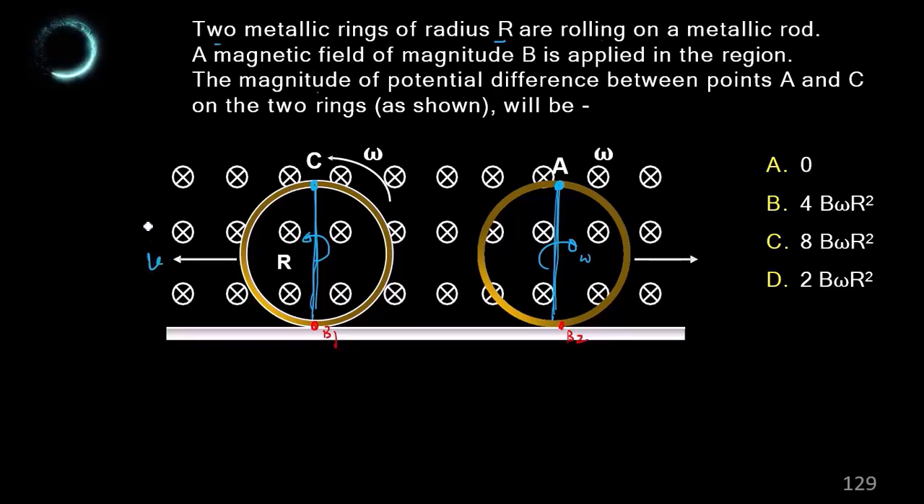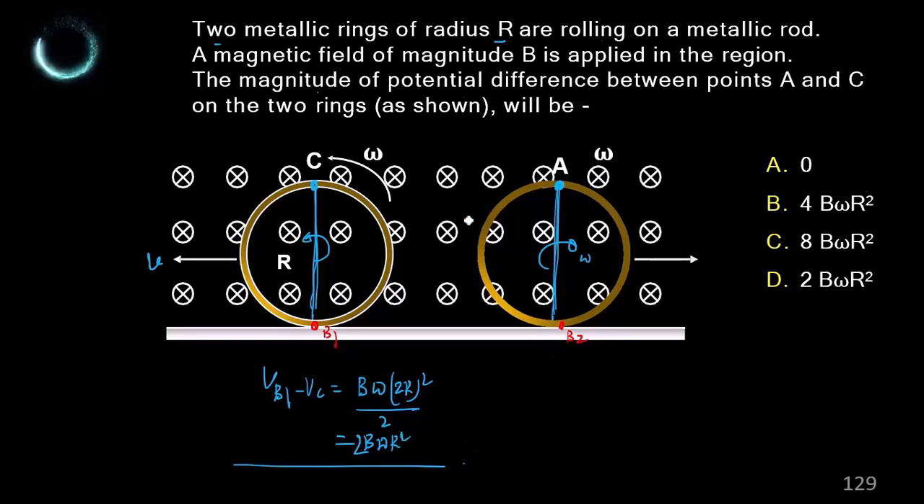So V cross B means this is the high potential side. The potential difference V1 minus VB1 should be equal to B omega (2r) whole square by 2. That means 2B omega r square. For the second rod, V is in the right hand direction. So V cross B means A is the high potential side. So VA minus VB2 should again be equal to 2B omega r square.